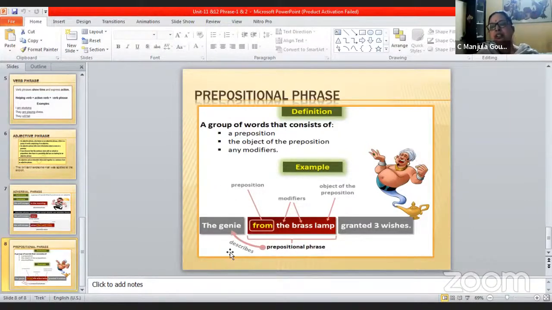The noun, it is actually to mention it is the noun. And what is the noun doing? From the brass lamp. So it has come out from the brass lamp. So "from" becomes the preposition here. The brass lamp is the object of the preposition, and the action done by the noun is granted 3 wishes. So this is how this sentence is formed, or the prepositional phrase is formed over here.